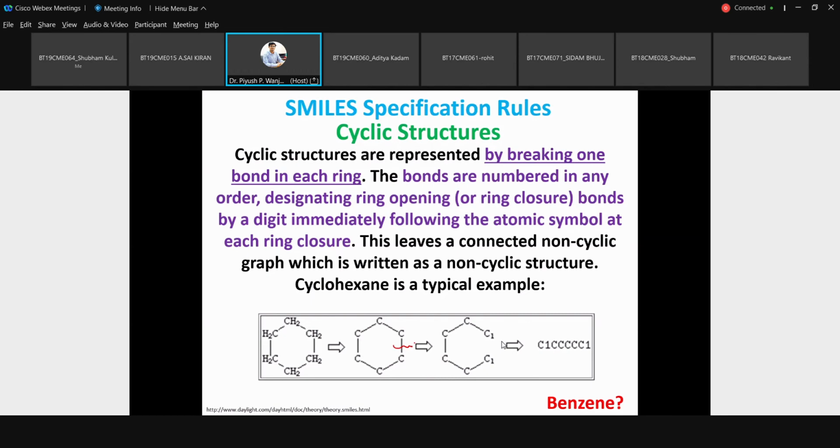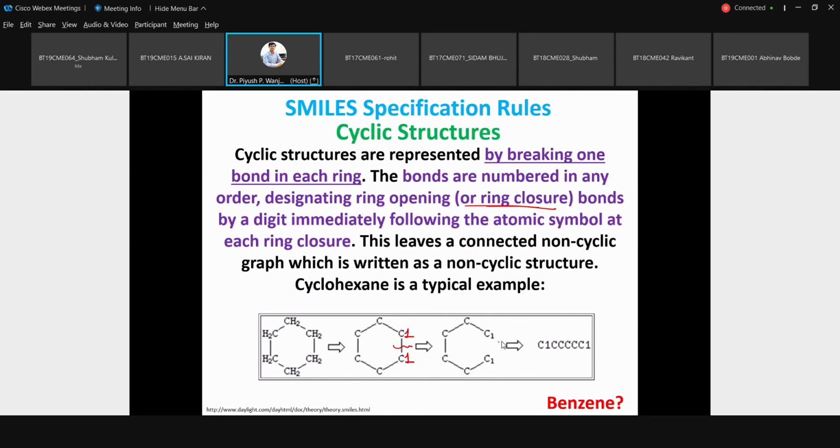Now the numbers they have assigned, they are saying the bonds are numbered in any order designating ring opening or ring closure. So whatever you are considering, this bond you have broken, so C1 and C1 have come here.